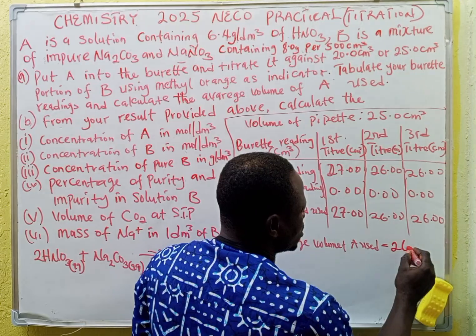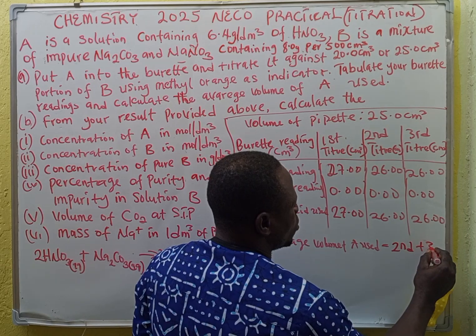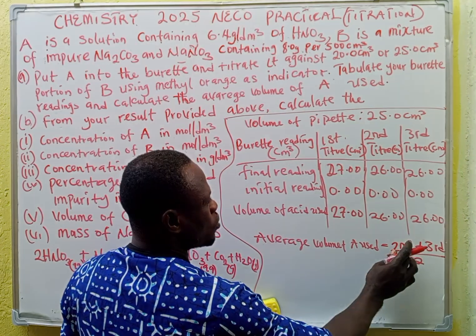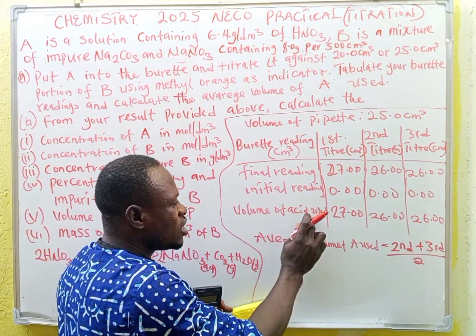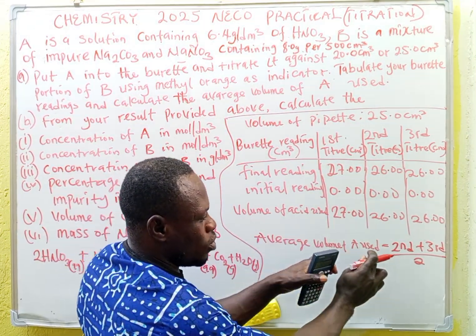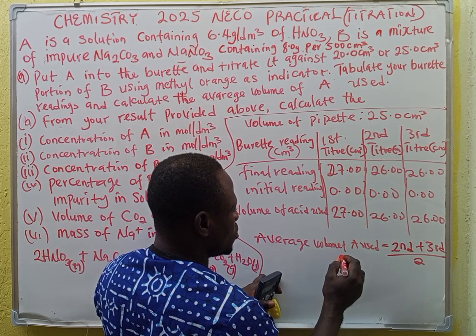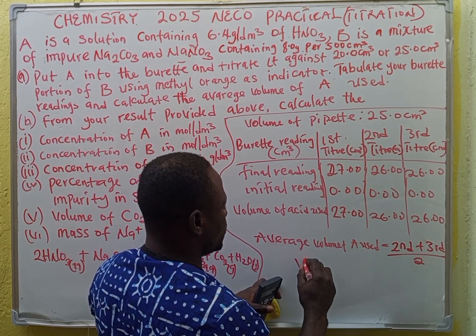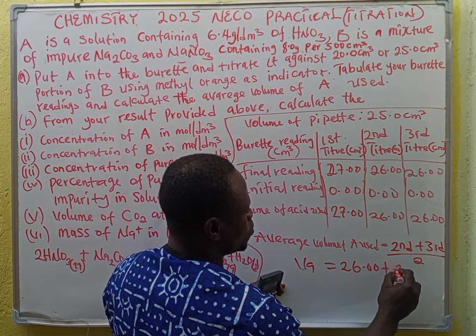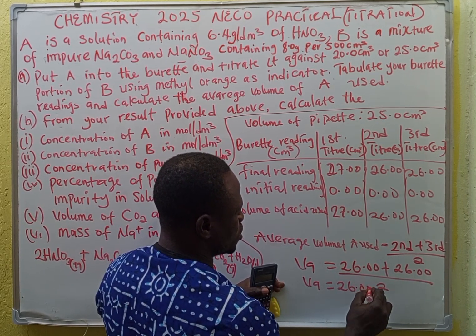So here we have 26.00 plus, okay, second plus third over 2. That is how to get your average volume of acid. So second titre, look at the volume of acid here. The average of it is what? You are not looking at this one up here, you are looking at volume of acid. Say average volume of acid. You get that? Now what you do is that we have VA, let me just shorten it. VA is equals to second titre, 26.00 plus 26.00 divided by 2. So our VA is equals to 26.00 cm3.